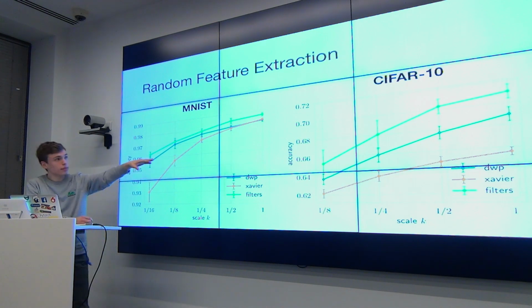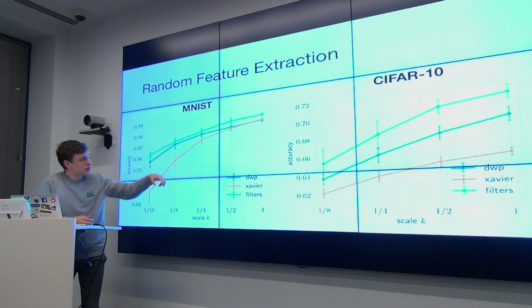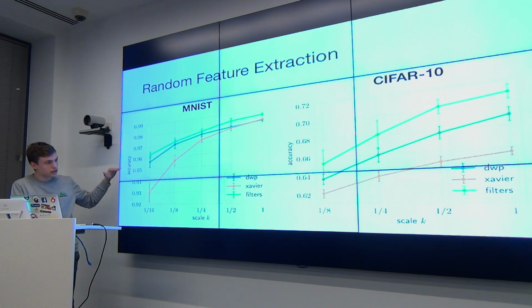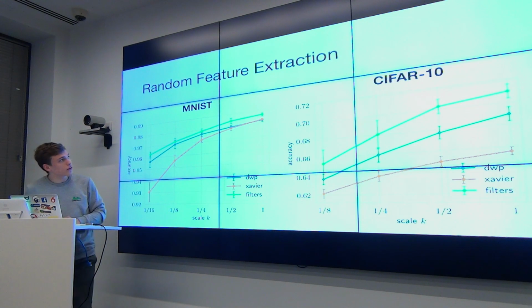And here you can see the dependence of test accuracy on the size of the convolutional part of the model. And you can see that for both setups, it performs better.